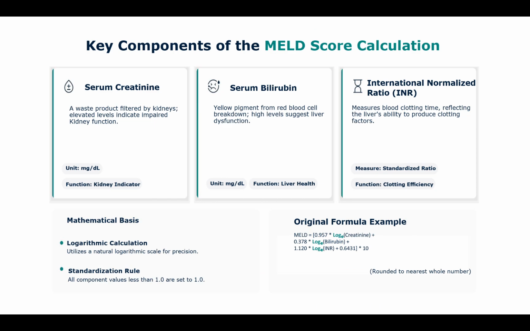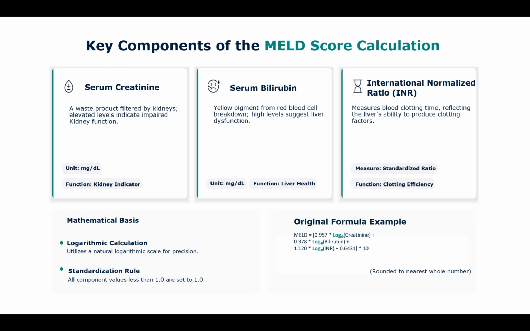Now, how do we arrive at the MELD score? It is based on three key lab values that reflect liver and kidney function plus clotting ability. Serum creatinine in milligrams per deciliter, which indicates kidney impairment, often tied to liver failure. Serum bilirubin in milligrams per deciliter, a marker of the liver's inability to process waste. And the international normalized ratio, INR, measuring blood clotting time. The calculation uses a logarithmic formula to weight these objectively. Importantly, any value below 1.0 is floored at 1.0 to avoid mathematical errors.